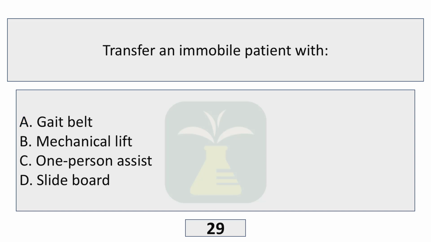Transfer an immobile patient with: A. Gait belt. B. Mechanical lift. C. One-person assist. D. Slide board. Correct answer, B. Mechanical lift. Ensures safe transfer for non-weight-bearing patients.